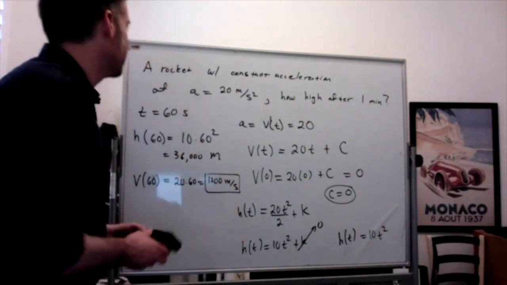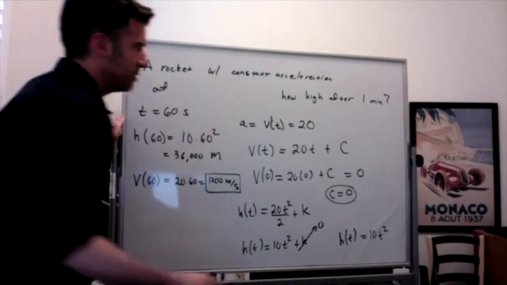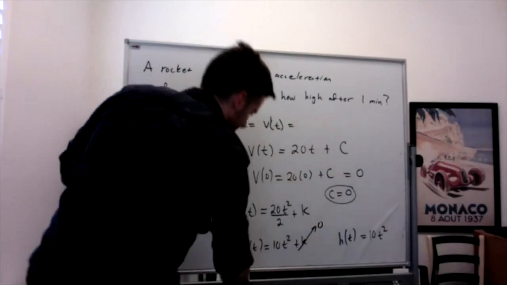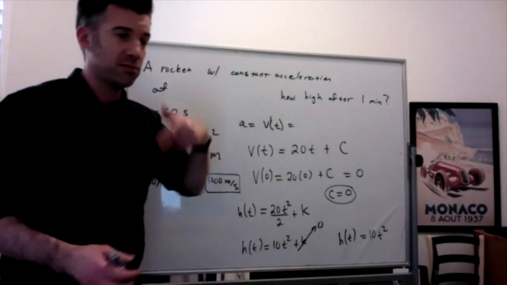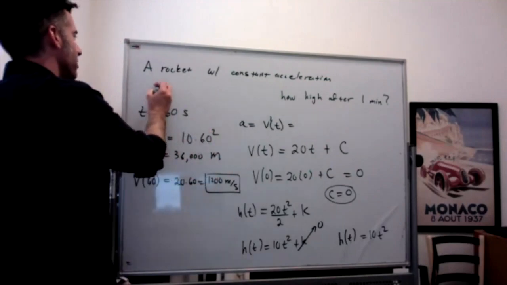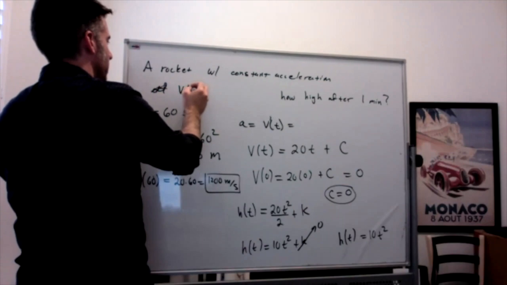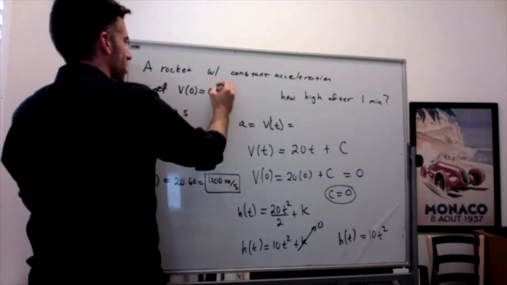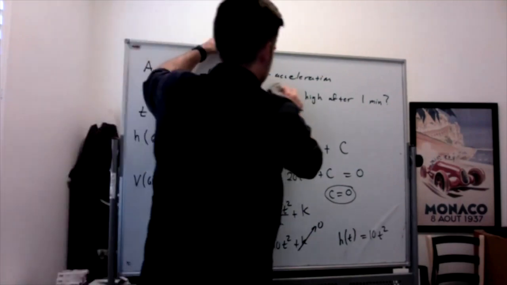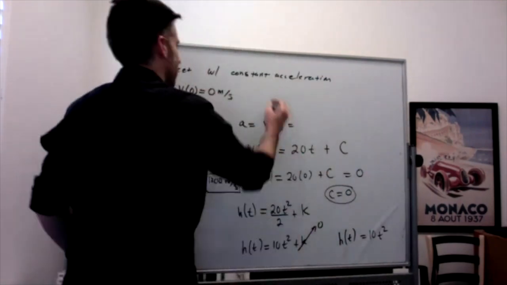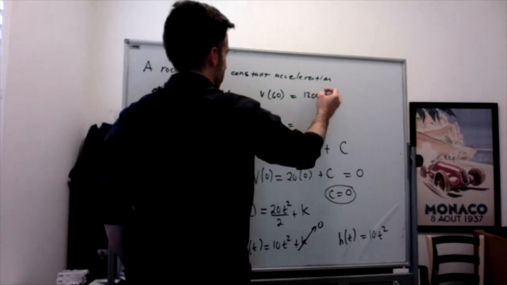I'm going to pretend that, instead of telling you that the acceleration was 20 meters per second squared, we didn't know that. So let's say that I'm telling you there's constant acceleration, and instead of telling you what the acceleration is, I'm going to tell you that the velocity at time 0 is 0 meters per second, and the velocity at 60 seconds later is 1,200 meters per second.